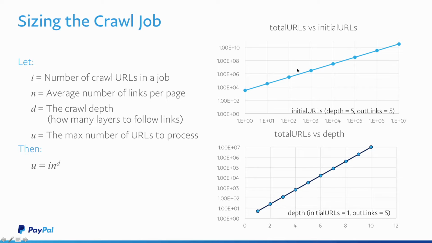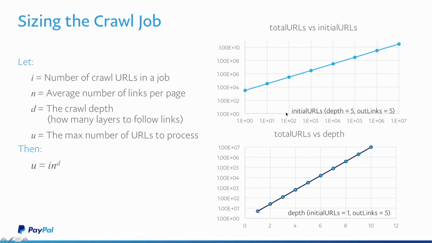So if you have got 100 URLs to start with, a depth of 5, outlinks of 5, this is average. You never know exactly, right? But we can collect statistics about that. You are talking about close to 1 million hits that you have to make out there.